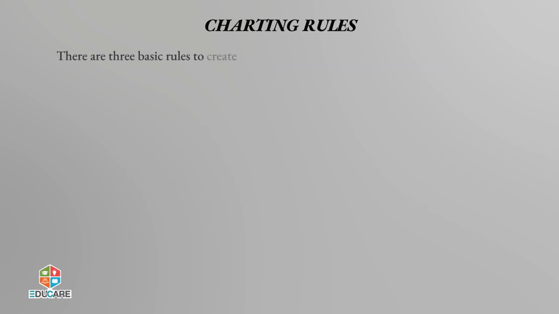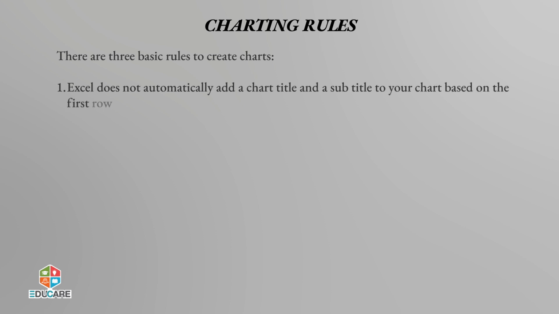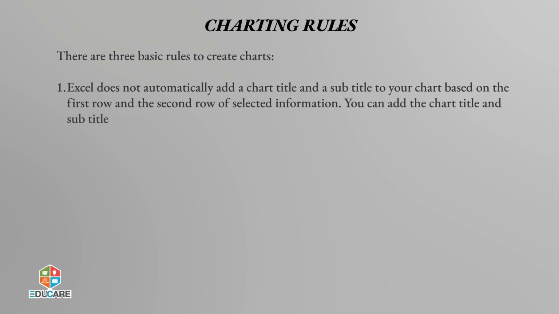Charting rules. There are 3 basic rules to create charts. Excel automatically adds a chart title and a subtitle to your chart based on the first row and the second row of selected information. You can add the chart title and subtitle during the chart layout.